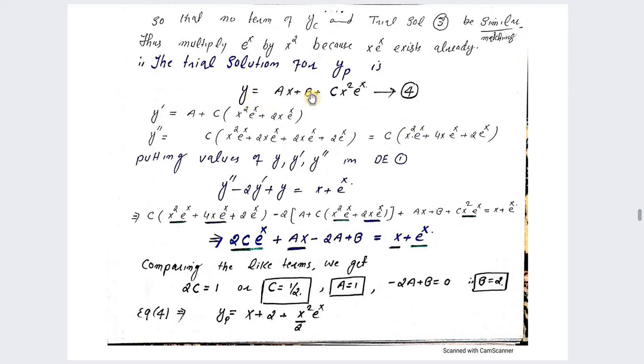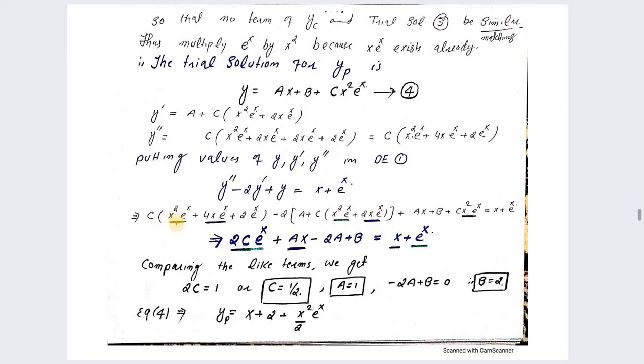Since y is the trial solution, we can put y and all its derivatives in the differential equation. Putting the values of y and its derivatives in the differential equation, this is the differential equation. Now putting y double dash, this is the value of y double dash, minus 2y dash, this is the value of minus 2y dash, this is y, this is the value of y, and the right hand side function is again here. Now simplifying this term.